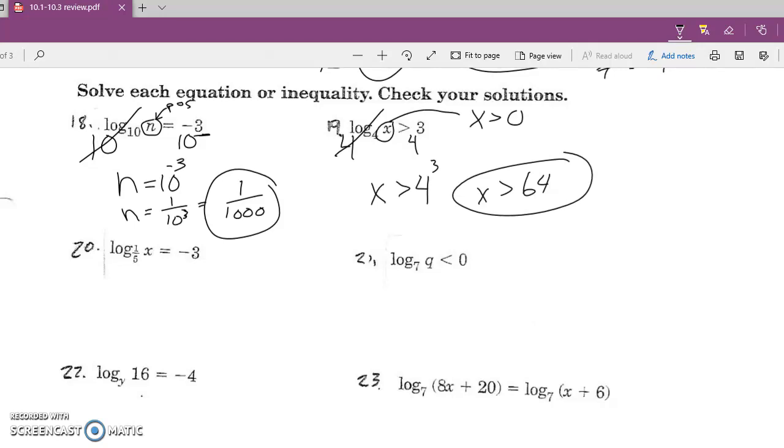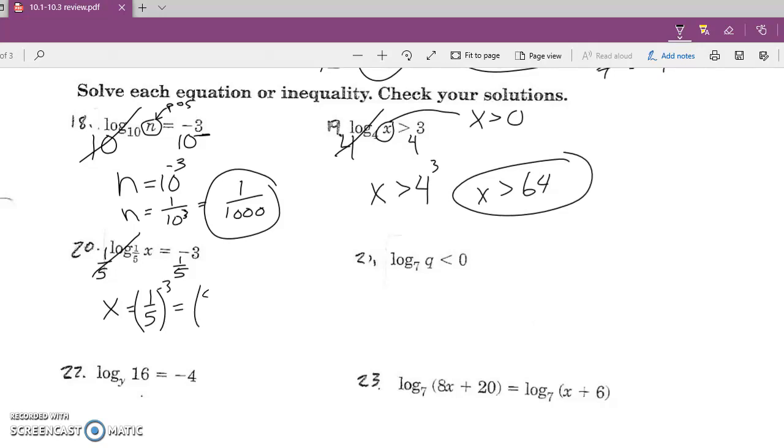If we got x is greater than negative 2, we'd have to be careful to make sure that it's actually greater than 0, because some of those numbers would work and some of them would not. Okay, the next problem, again, you got a 1/5 for your base, so you take both sides and you put the 1/5 in for the base. These cancel out, and you get x equals 1/5 to the negative 3 power.